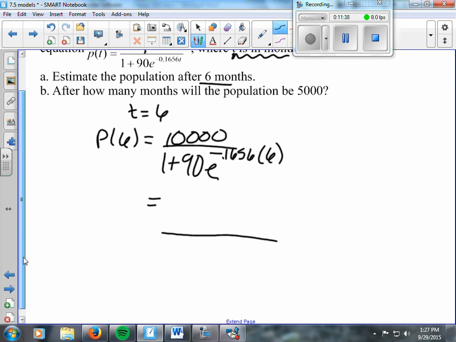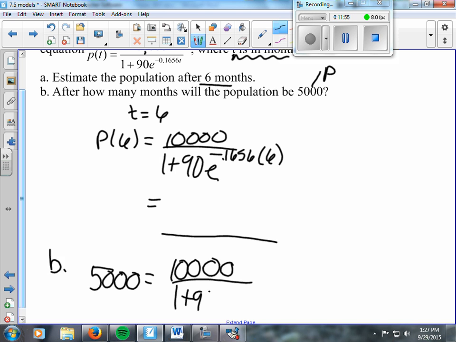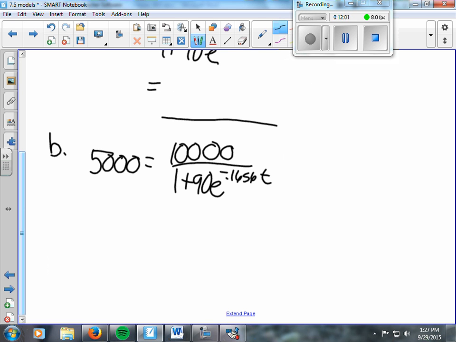And then the next question is B, after how many months will the population be 5,000? So I'm going to make the population P be 5,000. And now I'm solving for t. So that equals 10,000 over 1 plus 90 e to the negative 0.1656t, and we're going to solve for t here. All right, I'm going to go ahead and help you solve for this. Notice the thing we want to solve for is in a denominator.